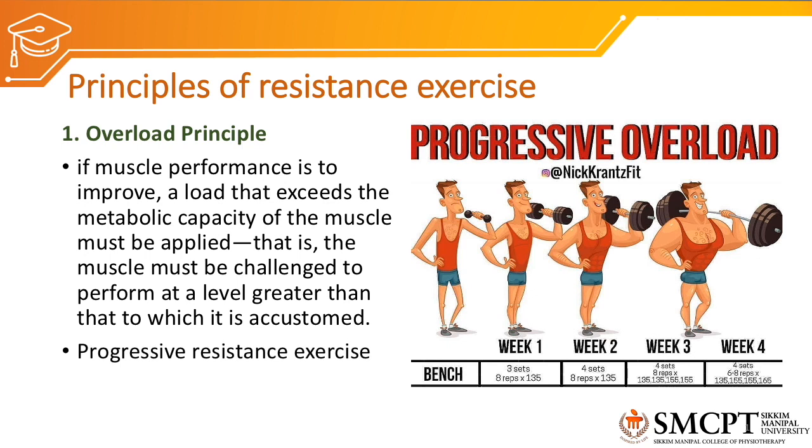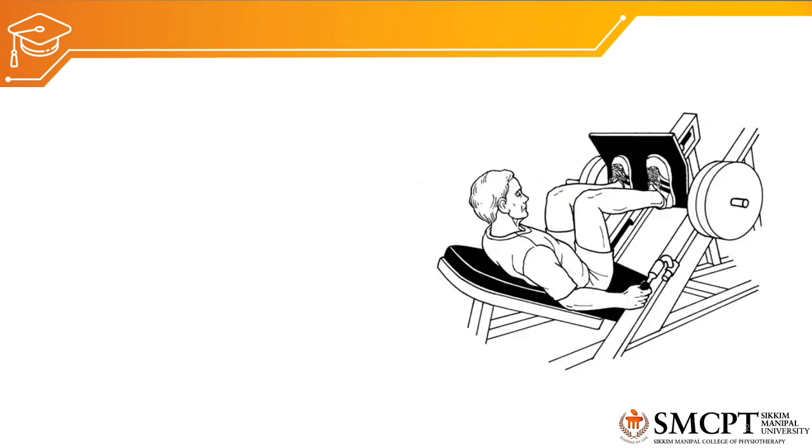So the overload principle is the base for progressive resistance exercises. According to the name, you can see progressive resistance exercises, the resistance will be progressed. Under progressive resistance exercises, we first need to understand what one repetition maximum is, also called 1 RM.